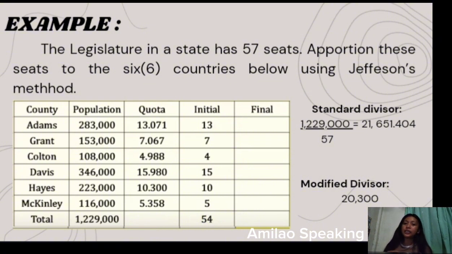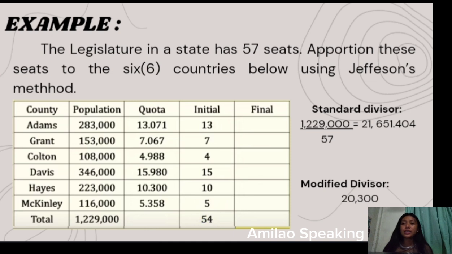So the initial is 13 since there is no decimal. And for Grant it is 7.537, so the initial is 7, since 7 is the whole number. As for Colton, it is 5.320, so the initial is 5.